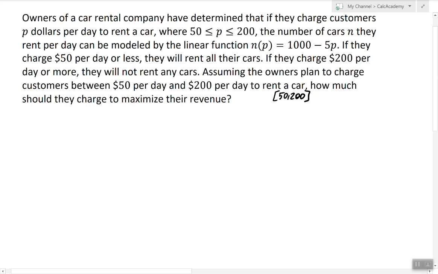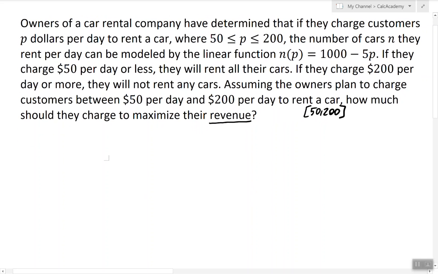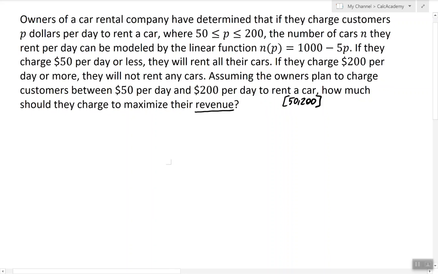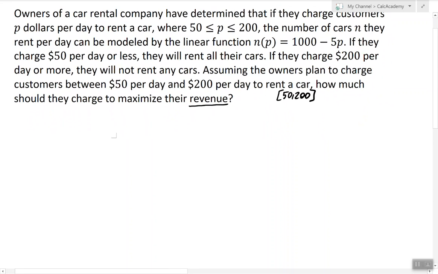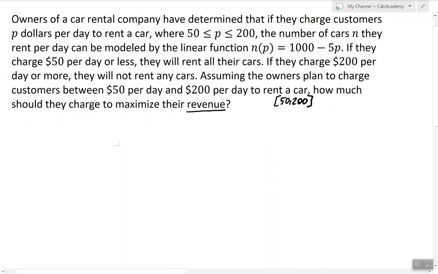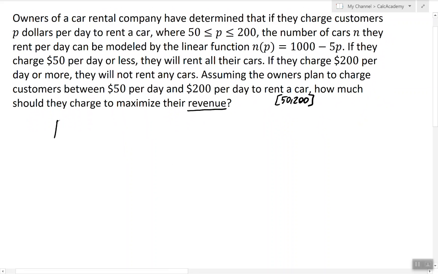So let's find out what it is that we're trying to maximize or minimize here. The question clearly states that we are maximizing the revenue, so we need to focus on finding the revenue function. So how does the car rental company create the revenue? By renting the cars, right? So the revenue is a function of, let's find out.